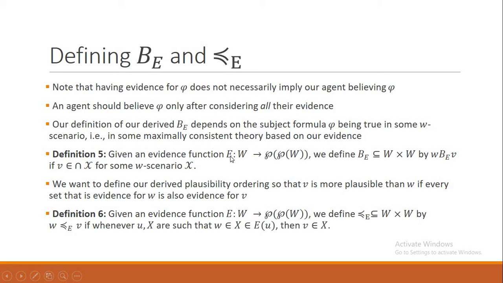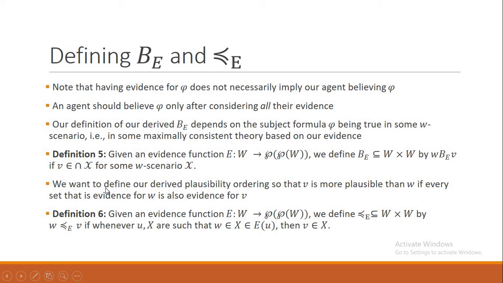So now we go to the definition. Given an evidence function E, which takes a world and returns a set of worlds, which is just the set assigned to that world, we define our relation B on two worlds by W B V, if V is in the intersection of such a W scenario X, for such a scenario X at our world W. So this is just also formally stating what we've already talked about. That if a world V is in a maximally consistent theory in our world, in that case, the agent should be considering V for belief. So V should be accessible to our world W by B in that case.